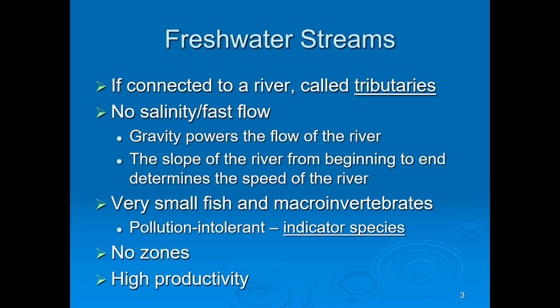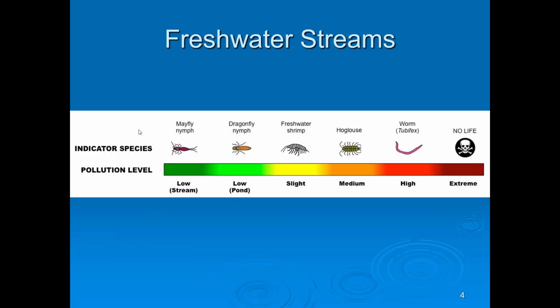There aren't any zones to a river, and it has pretty high productivity. Why? Because it's shallow. So that means that you're going to have a lot of light, so you're going to have plant growth. Provided, okay, the caveat here is provided that the stream is not moving so fast that plants cannot stay rooted.